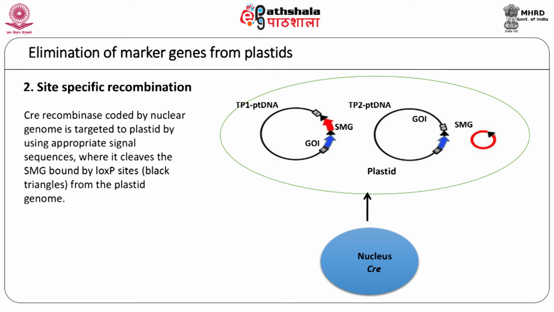A site-specific recombinase gene Cre is introduced into the nucleus by transformation, which encodes a plastid-targeted recombinase that excises the selectable marker gene SMG from the transplastomic DNA after import into plastids. Excision of the marker genes by Cre recombinase via the target loxP sites, shown by the black triangles, yields marker-free transplastomic DNA carrying only the gene of interest with only one recombinase recognition sequence.